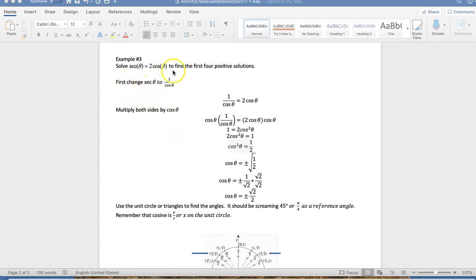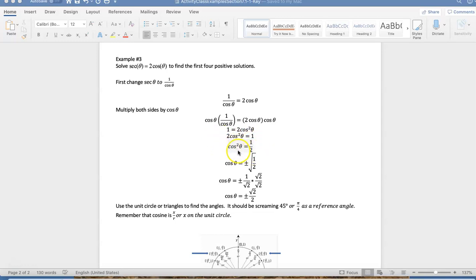First, you need to change secant to 1 over cosine. So this becomes 1 over cosine equals 2 cosine. And then I multiplied both sides by cosine to get rid of the denominator. The cosines cancel, we get 1. And so over here we would get 2 cosine squared. So I don't like it that way, so I just flipped it and I made it 2 cosine squared equals 1. I divided by 2, so I'll get 1/2.